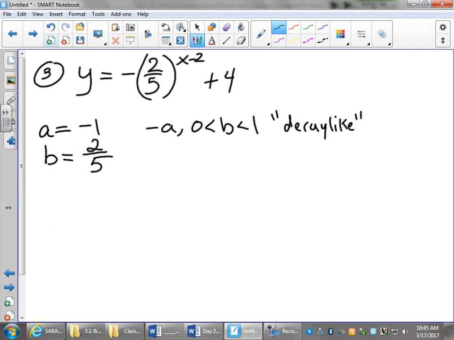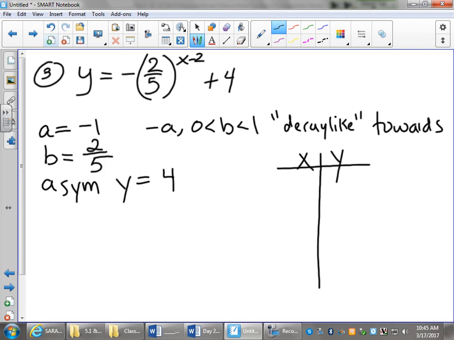Okay. Otherwise known as neither. It's not growth or decay. And like decay functions, this will move towards the asymptote when we go to make the graph. What is going to be the equation of the asymptote? Y equals 4. Good. Let's go ahead and make our table.